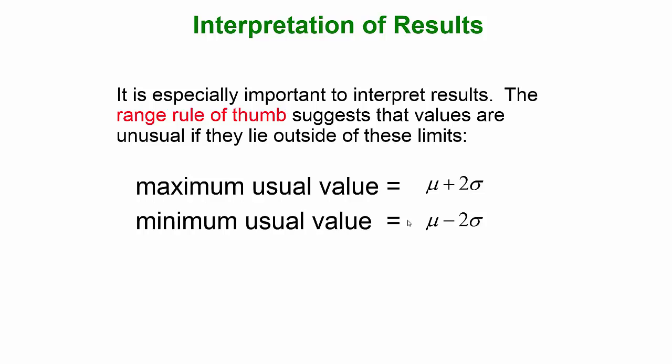It's especially important to interpret results. The range rule of thumb suggests that values are unusual if they lie outside of these limits. The maximum usual value is equal to the mean plus 2 standard deviations, and the minimum usual value is equal to the mean minus 2 standard deviations.